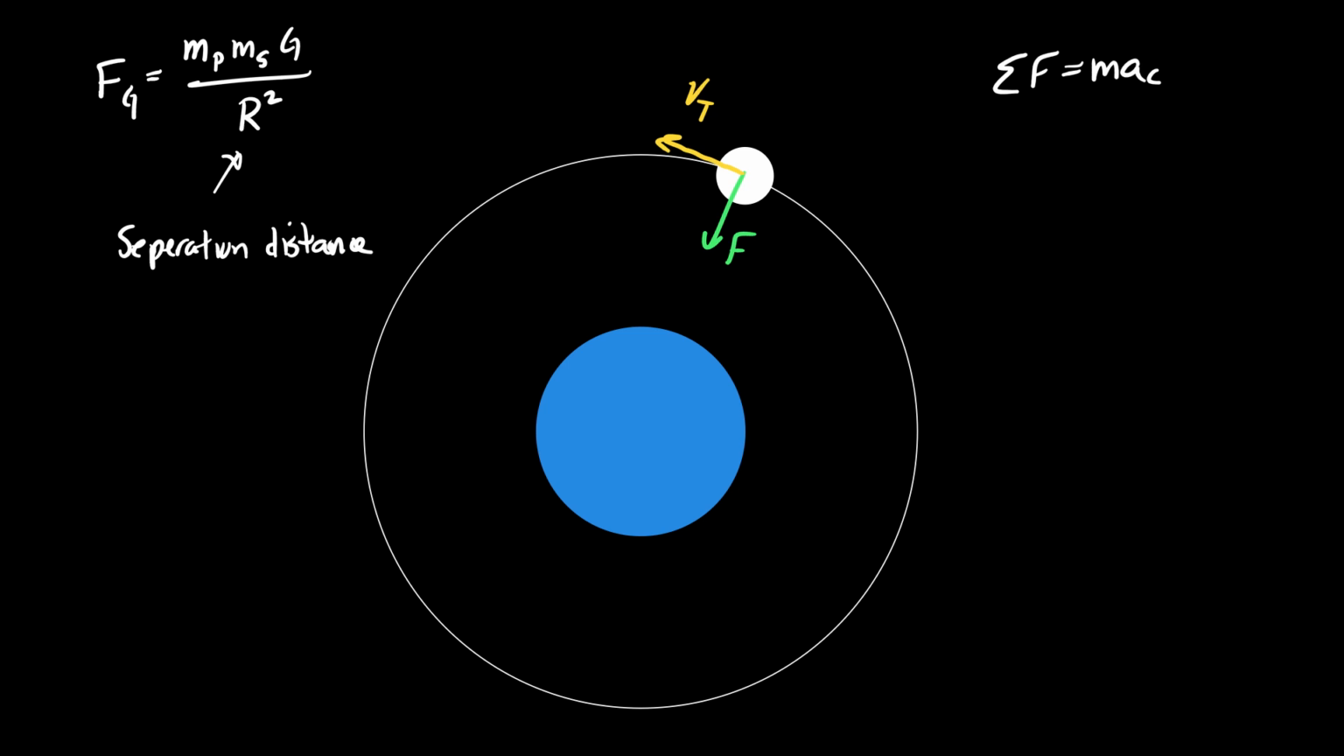When we say separation distance, we're talking the center of mass of one object to the center of mass of the other. On the other side, we're talking about net force equals m v squared over r, where v represents the tangential velocity and r represents the radius of curvature.